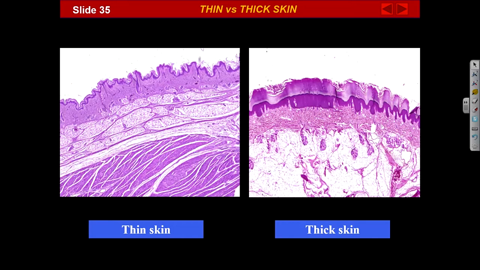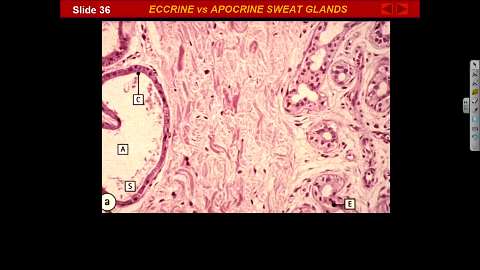Okay, and here's a direct comparison of eccrine and apocrine sweat glands. Remember, the apocrine, which opens into axillary regions, has a very wide lumen. The eccrine, which is all over the body, has a much narrower lumen of the secretory portion. So there's a direct comparison side by side of eccrine and apocrine.